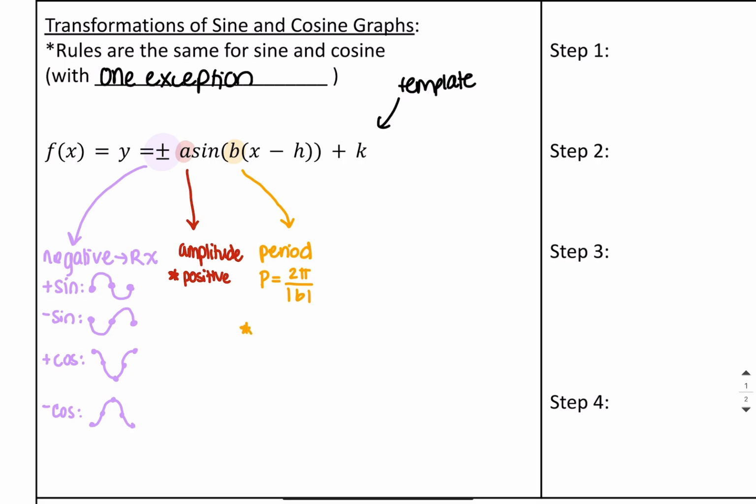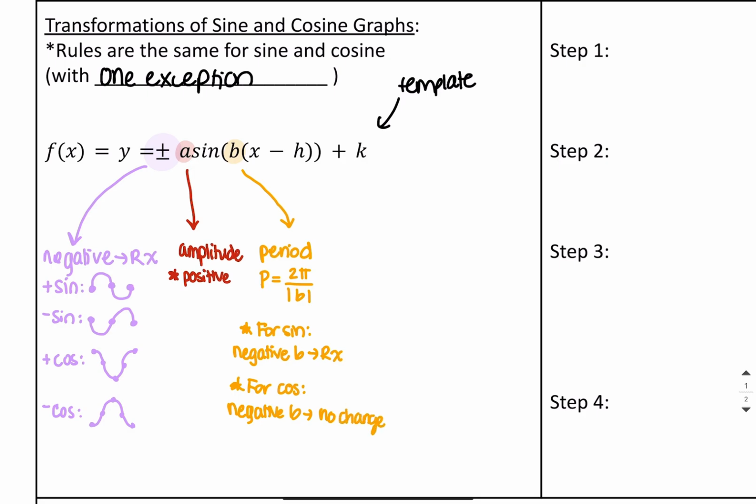Here's an exception. So for sine, a negative B value is going to mean a reflection over the x-axis or the y-axis. They'll look the same. So we'll just call it a reflection over the x-axis. And then for cosine, there's going to be no change. So a negative B is going to mean no change.